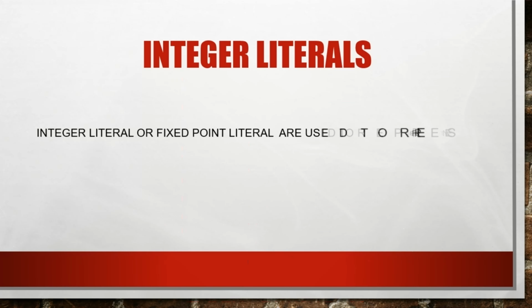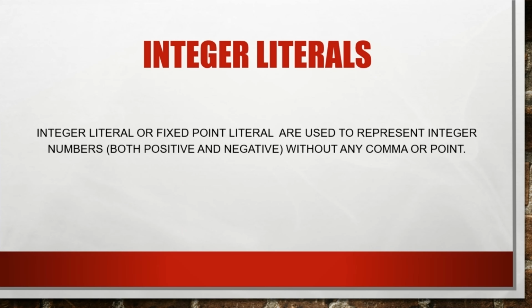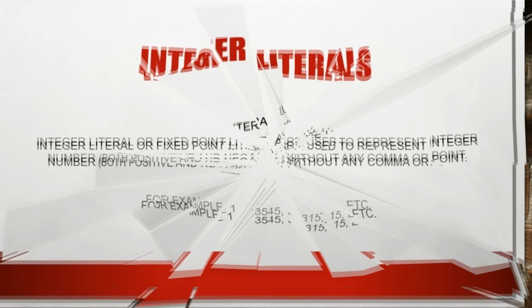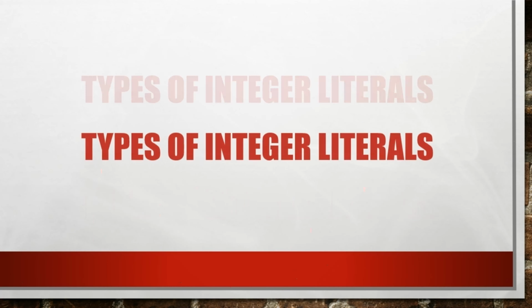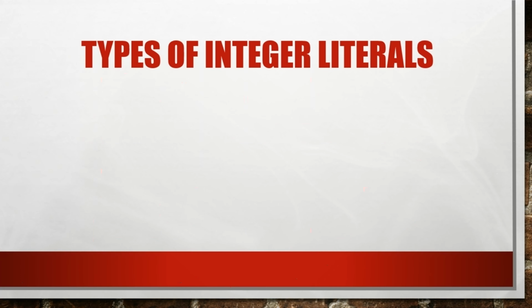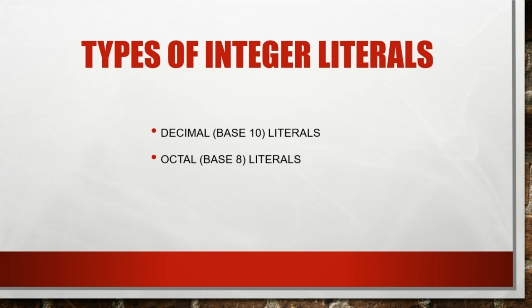First, integer literals. Integer literal or fixed point literal are used to represent integer numbers, both positive and negative, without any comma or point. For example, 1, 3545, 315, 15, etc. There are several types of integer literals too: decimal literals, octal literals, hexadecimal literals.